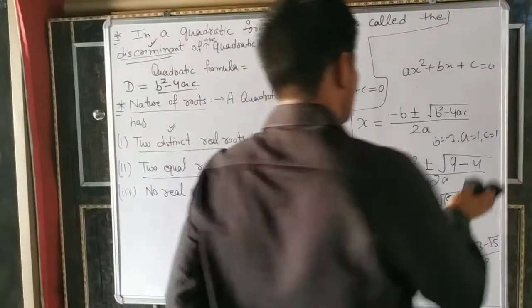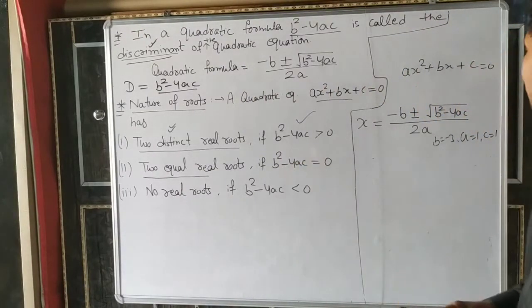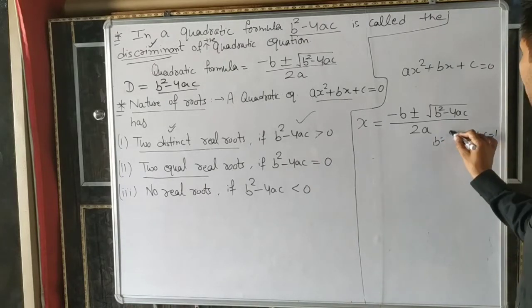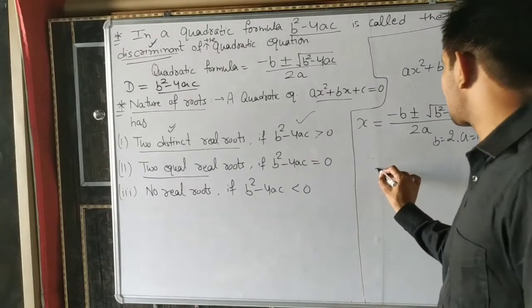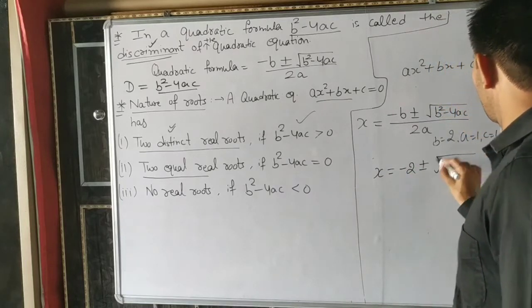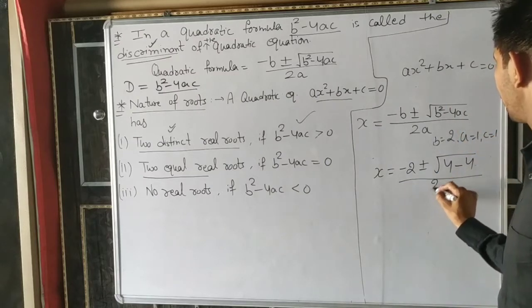Look at an example in which b square minus 4ac is 0. Suppose b is 2, okay, b is 2. So x is equal to minus 2 plus minus the root of b square minus 4 into 1 into 4, equal to 0, divided by 2a, equal to 2.